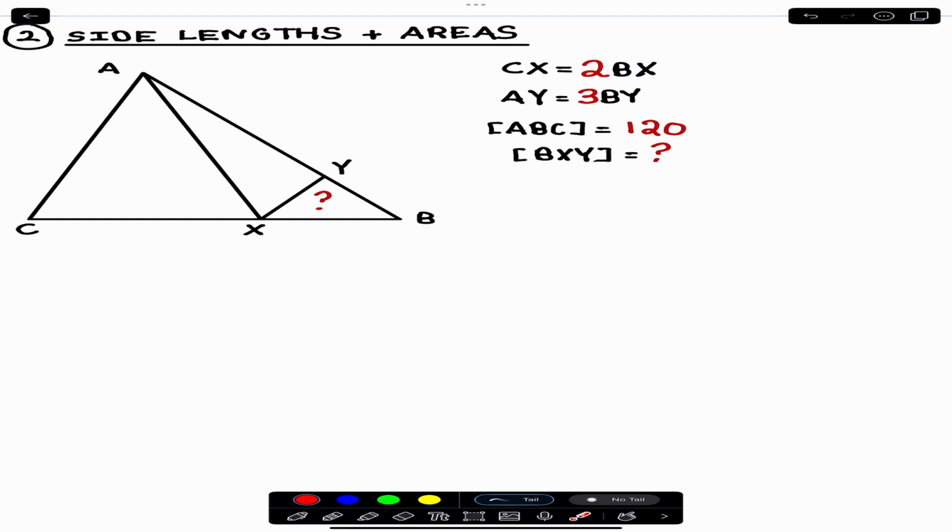This one there's a bit more going on because now we have side lengths and their relations to each other. So we're given CX. This thing is twice as long as BX. That seems legit. That looks about right. We're given AY is about 3 times as long as BY. That also seems correct, but as usual, you should never assume your diagrams are drawn to scale. But in this case, I guess it looks like it. Anyways, that's not the point. We're given that the total area of this big triangle ABC is 120, and we need to find the area of triangle BXY. So this little guy over here.